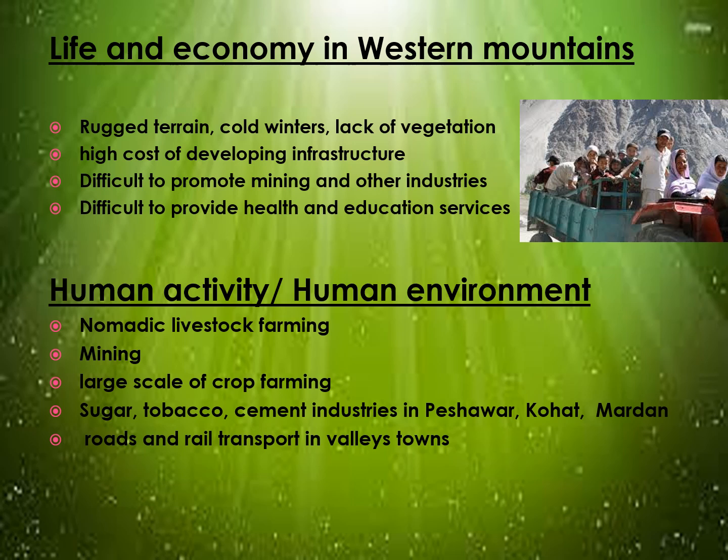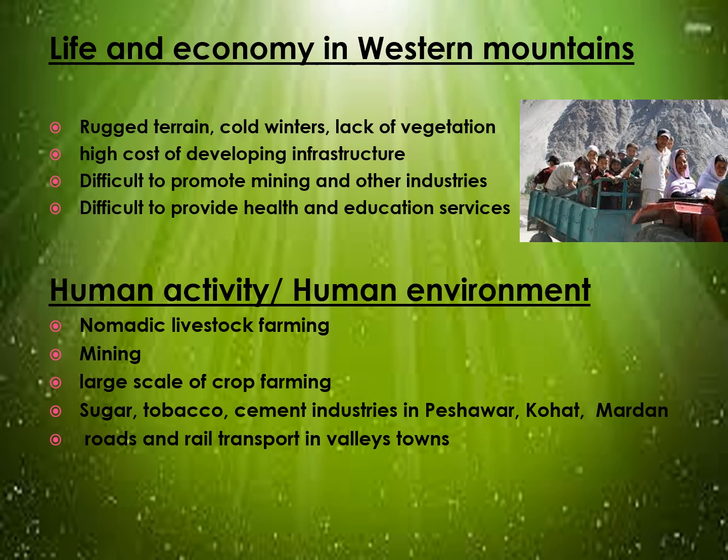Now, the next one is the human activity or the human environment. Nomadic livestock farming, rearing goats and sheep, is very common there. Mining of limestone, gypsum and marble is done there. Large scale crop farming is done in the valleys like Peshawar, where there is Warsak Dam on the river Kabul, and it provides water for irrigation. So rice, wheat, sugarcane and tobacco are cultivated there.